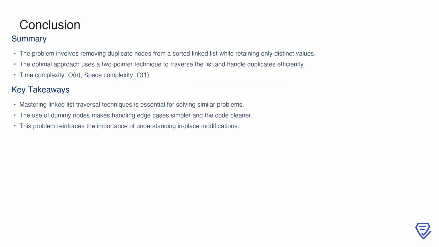To summarize, we explored how to efficiently remove duplicates from a sorted linked list using a two-pointer approach. The key takeaways include mastering linked list traversal and using dummy nodes for edge cases.